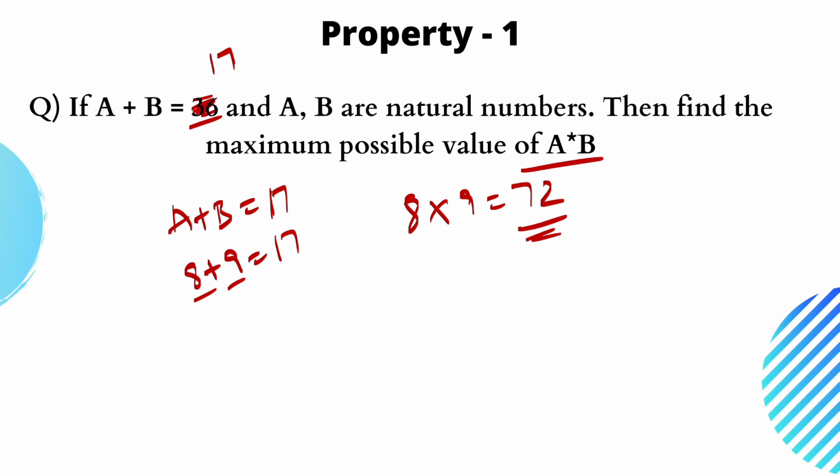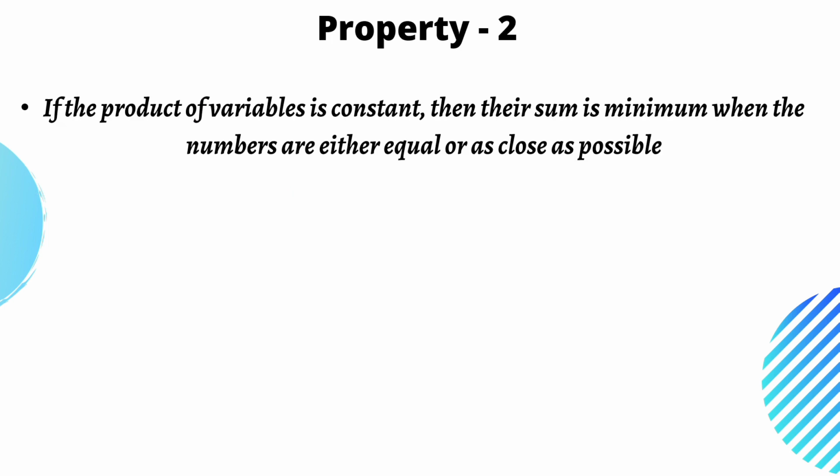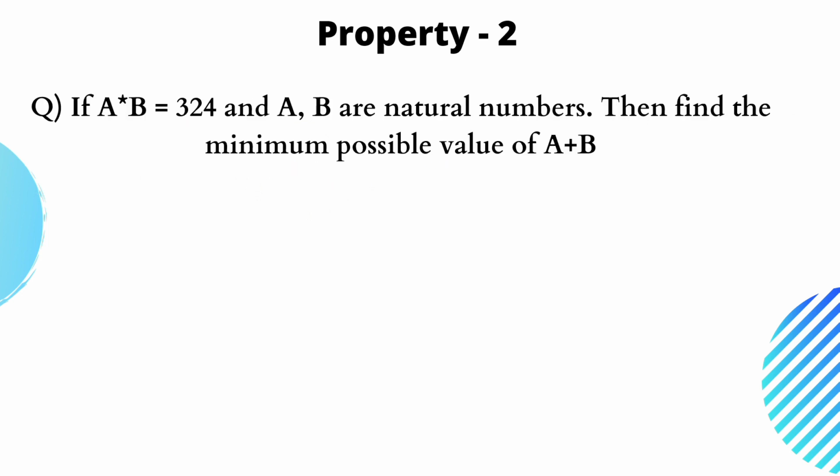value possible, right? So if we move on to the second property: if the product of variables is constant, then their sum is minimum when the numbers are either equal or as close as possible. So in the first case, the sum is constant. In the second property, the product is constant and the sum is minimum. So the condition is the same: numbers must be either equal or as close as possible. Okay, so let us take this.